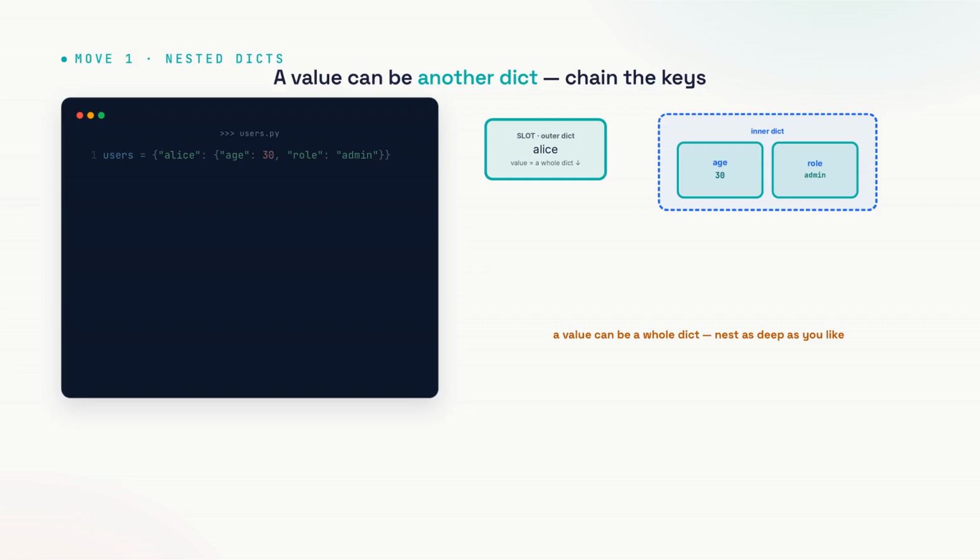Move 1, a value can be a whole other dict. Here users maps Alice to an inner dict with her age and role. The value in slot Alice isn't a number, it's an entire dict sitting behind it. To reach the role, you chain the keys. users square bracket Alice gets you the inner dict, then square bracket role hashes inside that inner dict, and pulls out admin. 2 hashes, 2 hops, and each hop is still O of 1. Nesting dicts doesn't slow you down, you're just doing 2 independent lookups back to back.